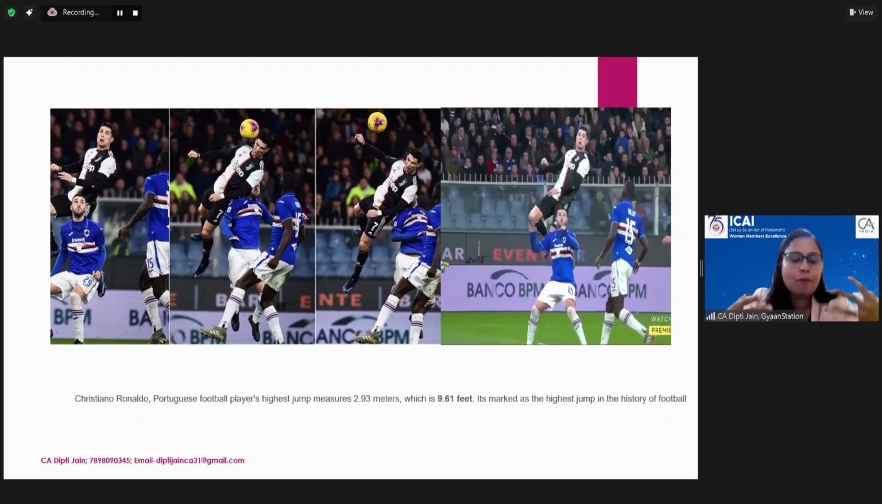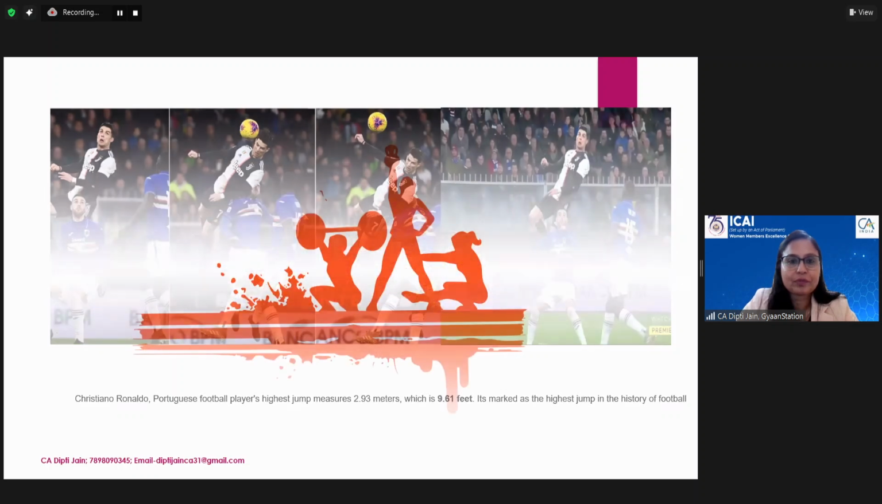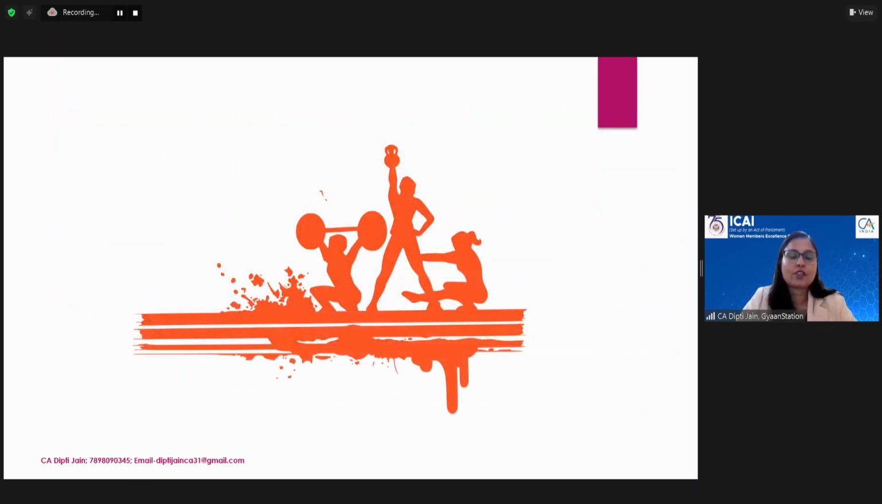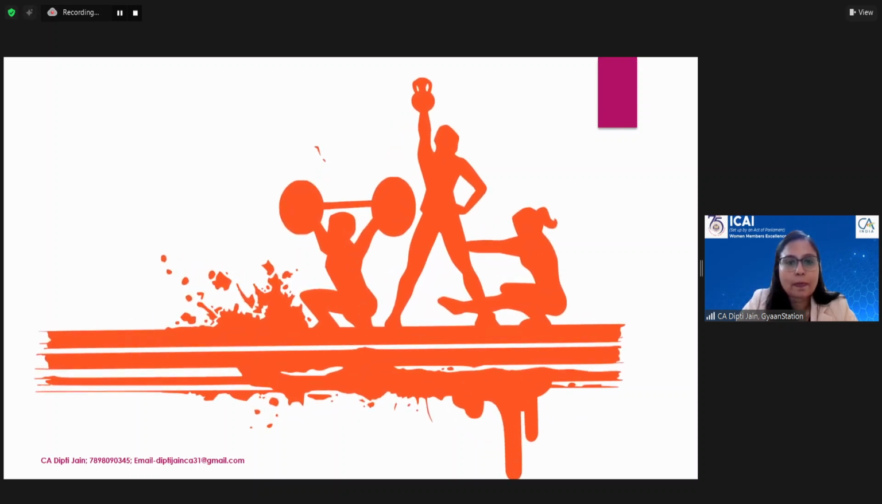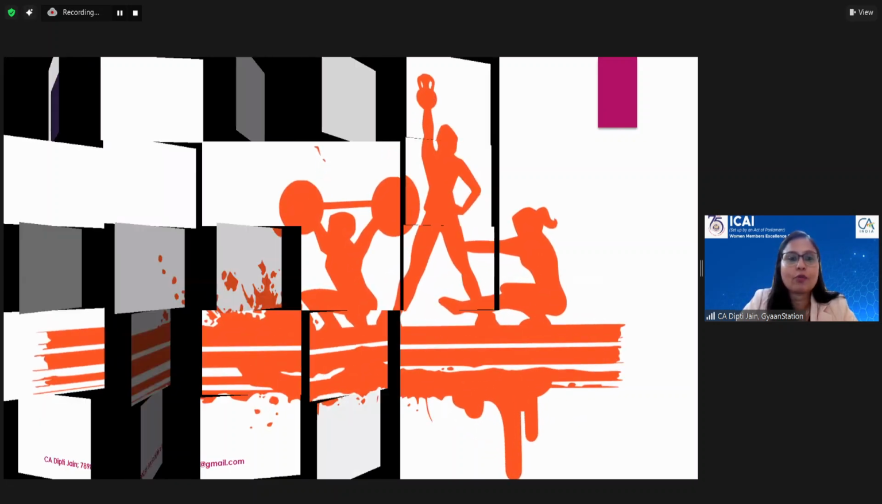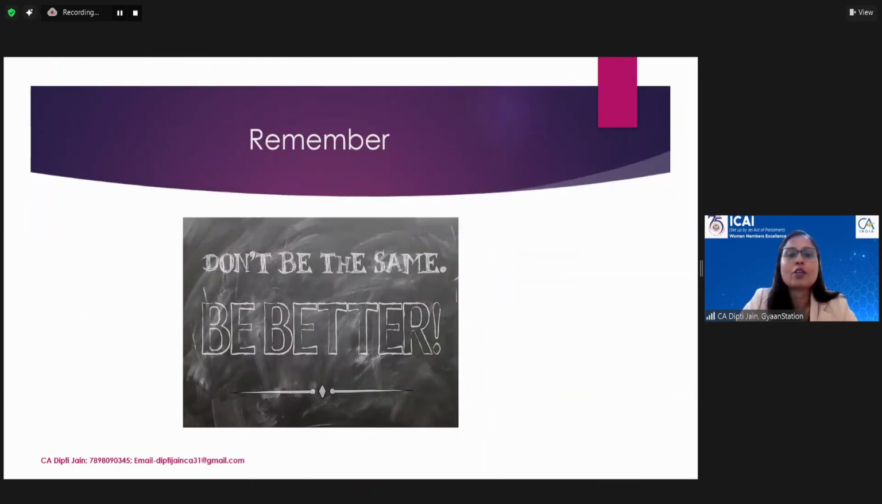So where are we restricting ourselves, saying that we can't do this, we can't do that? This is the level of the brain, and this is the human power. This is the power of your brain, your potential. So stop restricting yourself. And at the last, you can do whatever you want. It's up to you how much you make yourself better. Remember, don't be the same. Be better. Be better every day.